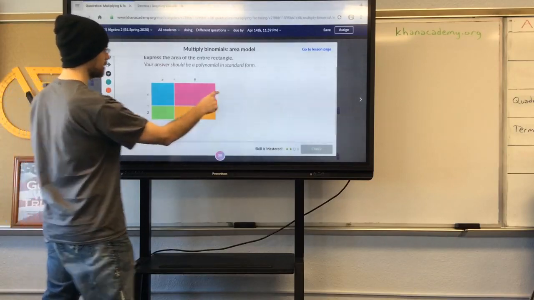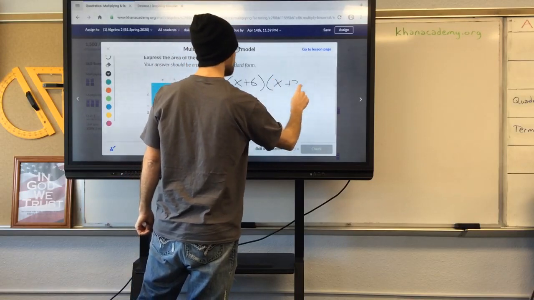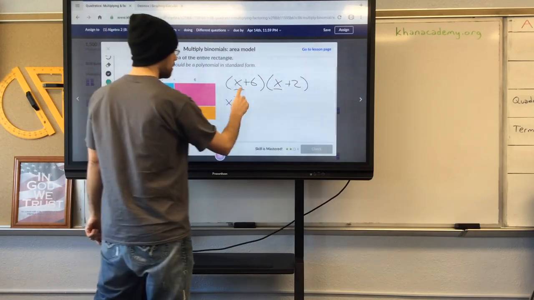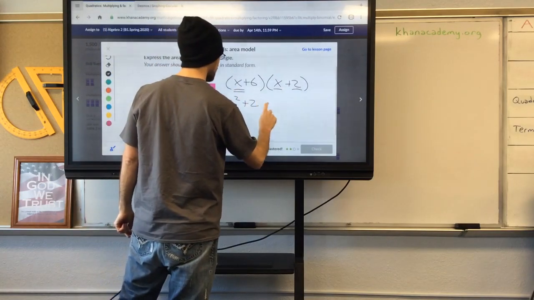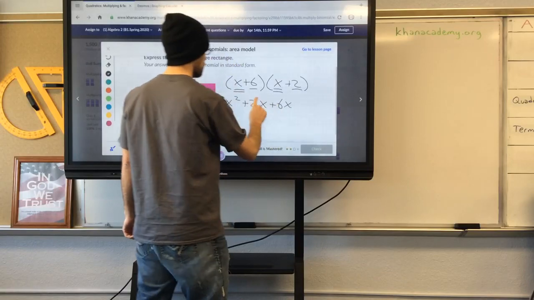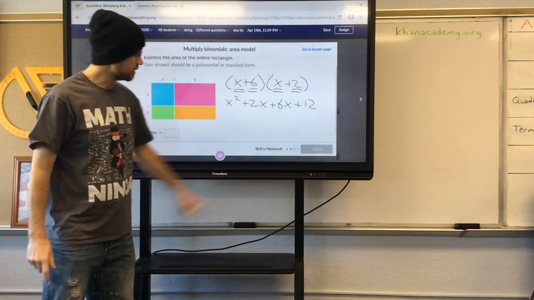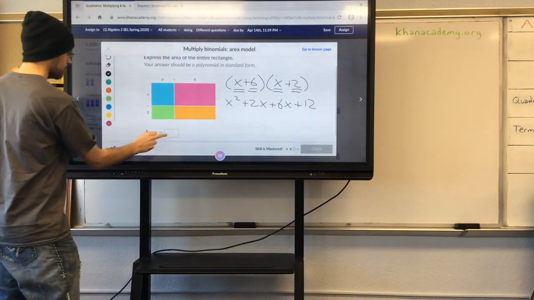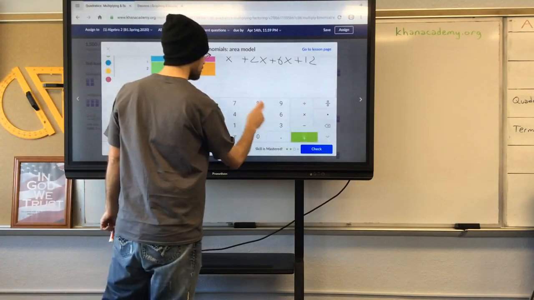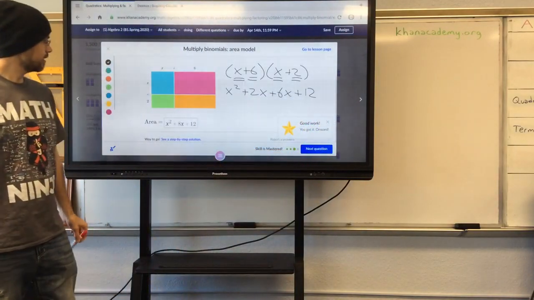So again, we could write this out, x plus 6 times x plus 2, and multiply x times x is x squared, plus x times 2 is 2x, plus 6 times x is 6x, plus 6 times 2 is 12, and then when we combine 2x and 6x, we get 8x. x squared plus 8x plus 12, and we're done.